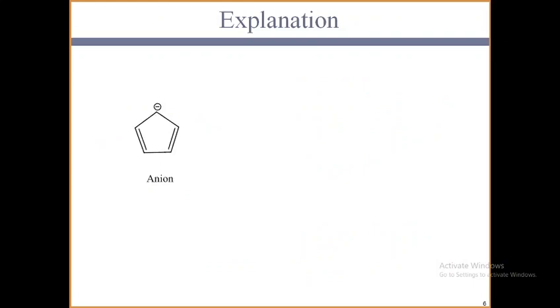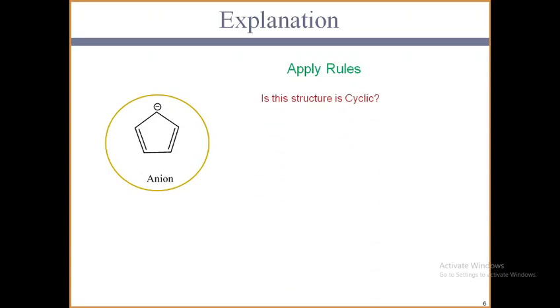The next example, cyclopentadienyl anion. When we apply the rules, first, is this structure cyclic? The answer is yes. Is conjugation or resonance possible or not? Now look at the structure. Because of the lone pair of electrons, it is possible to delocalize the electrons, and because of the delocalization of the electrons, the conjugated system is formed and the resonating structure is obtained, and the answer is yes.